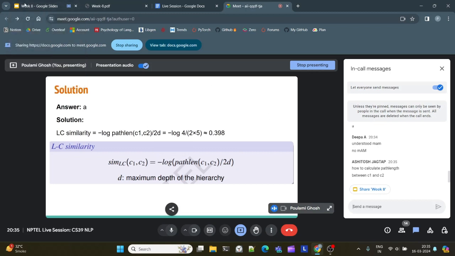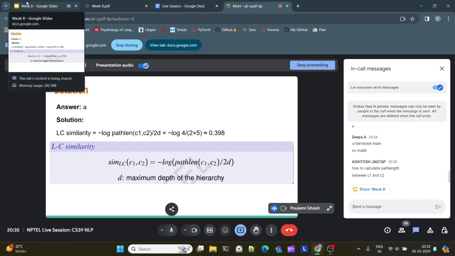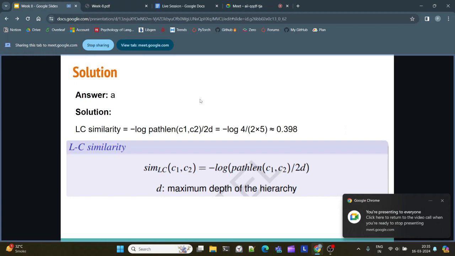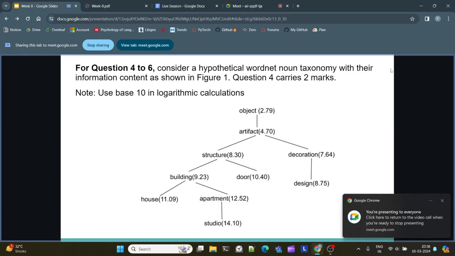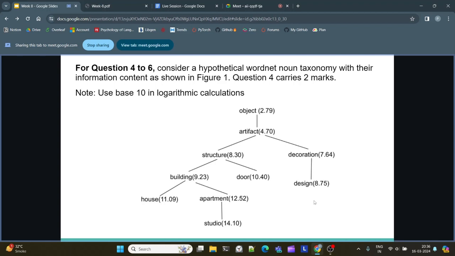So C1 and C2 are the two concepts that we are considering over here. Here C1, C2 is building and design. Path length is the number of edges that is connecting the two concepts. So here it's building and design. There are four edges. This is 1, this is 2, 3, and 4. That is why the path length between building and design is 4.